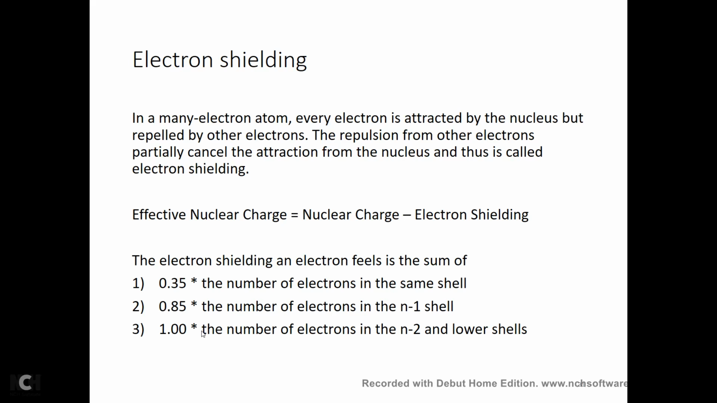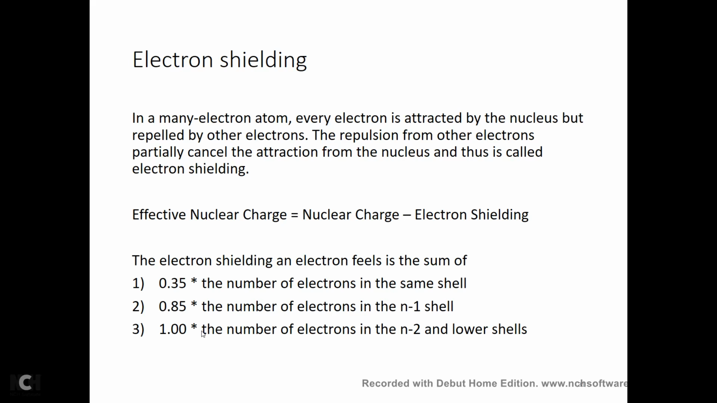So for example, in a helium atom, you have 2 electrons occupying the 1s orbital. So each one repels the other. And that will reduce the effective nuclear charge. The nuclear charge of the helium atom is 2. And because of the repulsion between the 2 electrons, there is an electron shielding of roughly 0.35. Therefore, the effective nuclear charge felt by each electron in the helium atom is roughly 1.65.